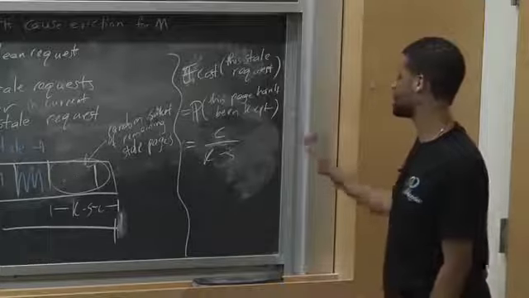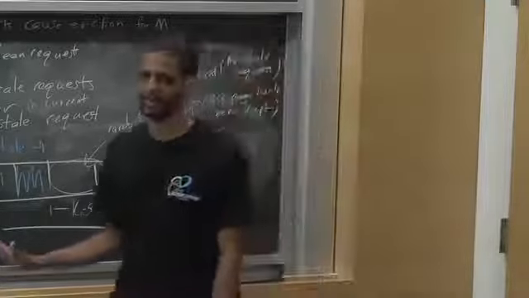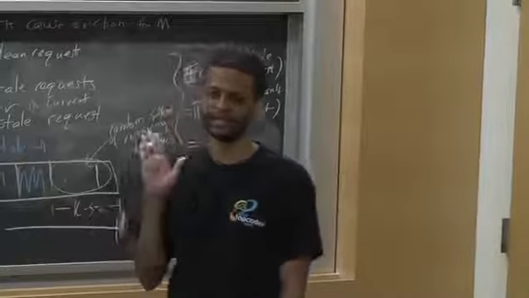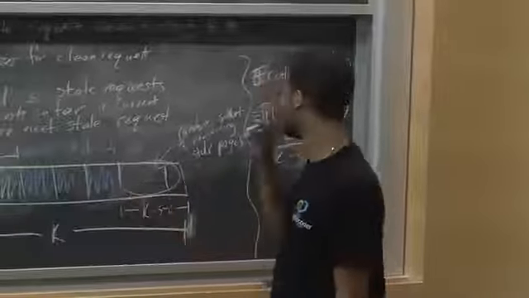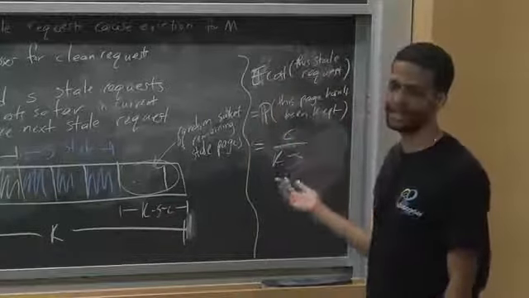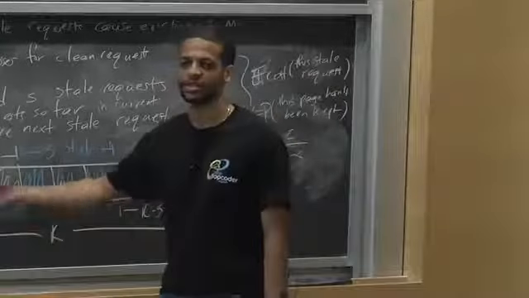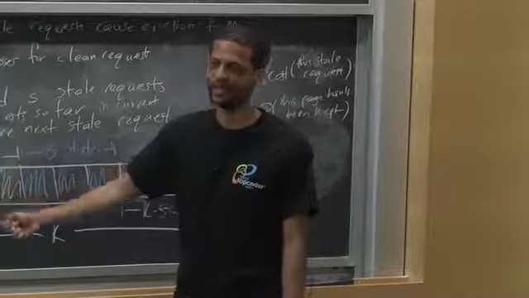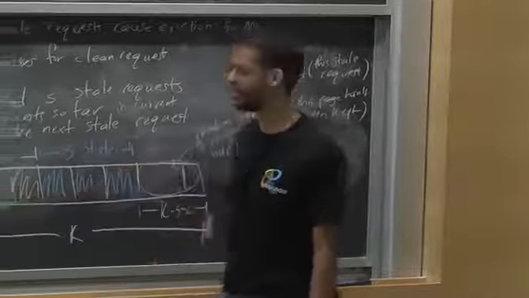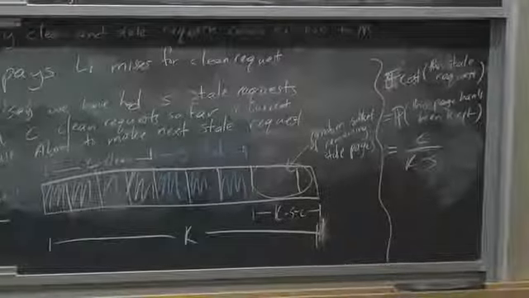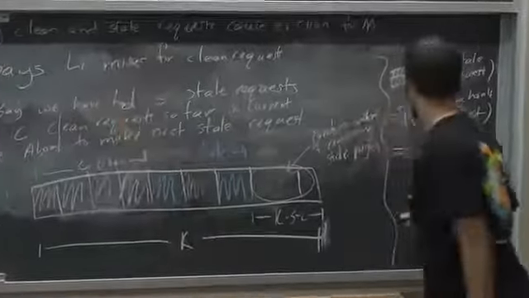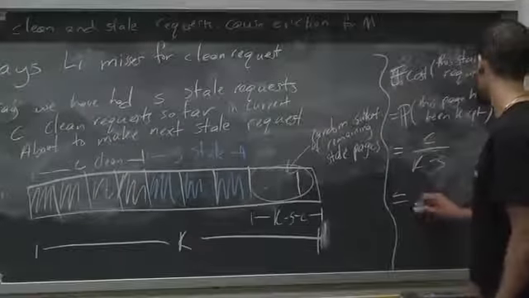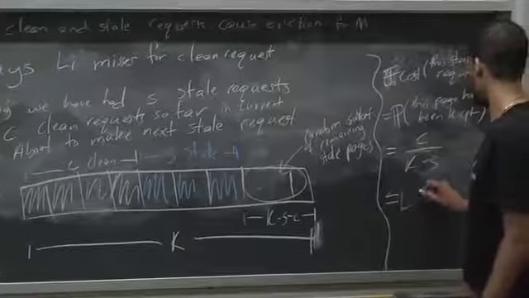So there have been s stale requests, which means there are k minus s stale pages that still remain. And so the question is, what's the probability that one of these c clean requests clobbered me? And that's c over k minus s. Okay, good. I'm not going completely crazy. Which is certainly at most, let's call it L times 1 over k minus s.